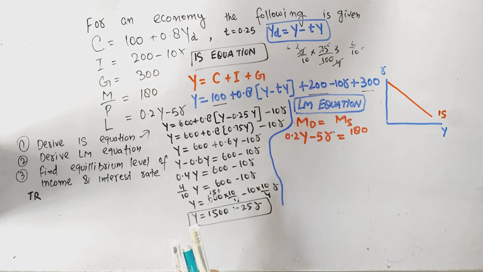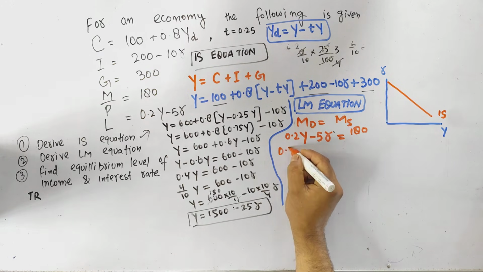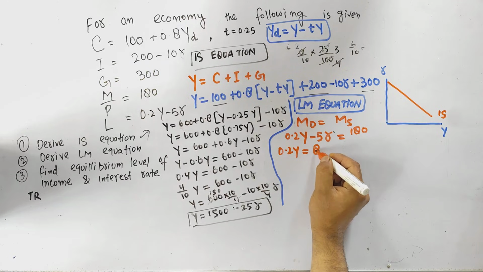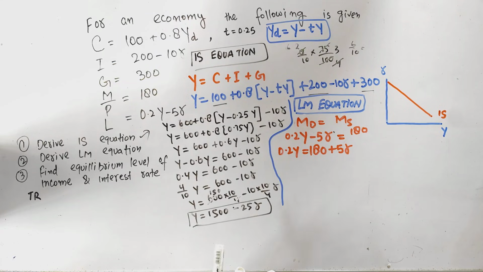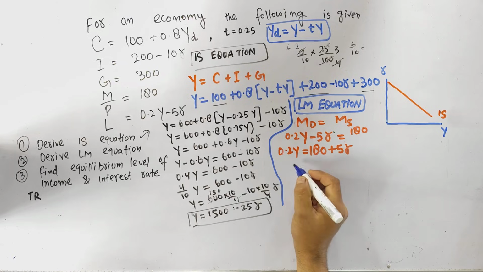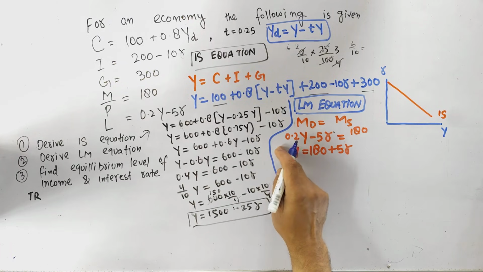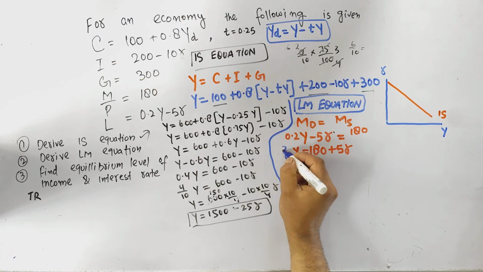Now let us solve for y. So 0.2y will be equal to 180 plus 5r. 0.2 can be written as 2 upon 10. So we have 2 upon 10 here.